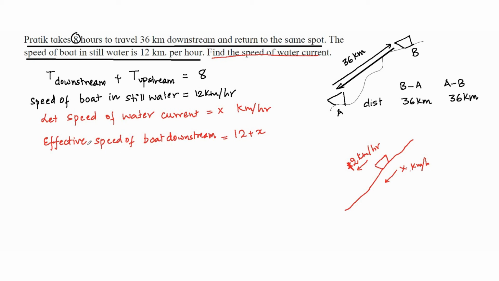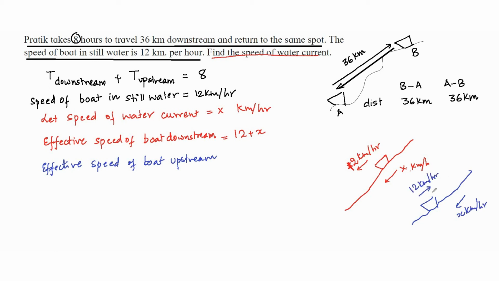Whereas what will be the effective speed of the boat going upstream? Let's draw a diagram and understand. The water is flowing down at x kilometers per hour. The boat is trying to go up at 12 kilometers per hour. So the direction of motion is opposite here. The boat is going in the opposite direction as compared to the water. So the effective speed is going to be 12 minus x, right?